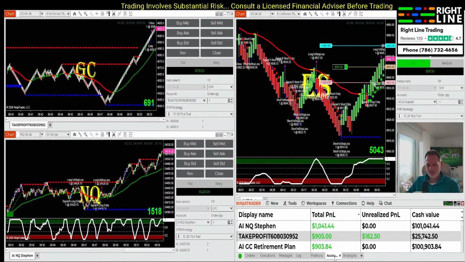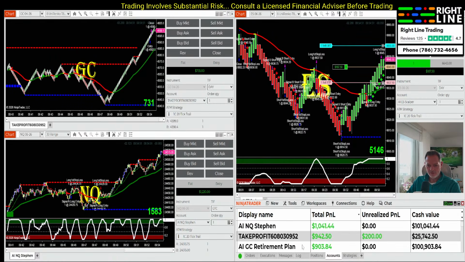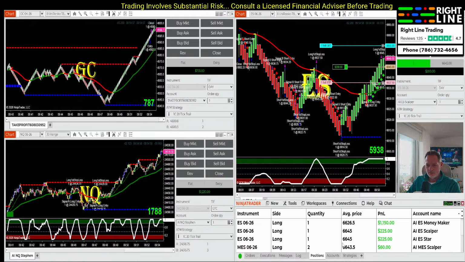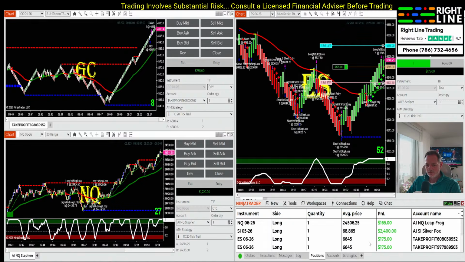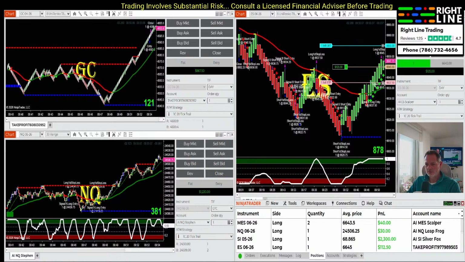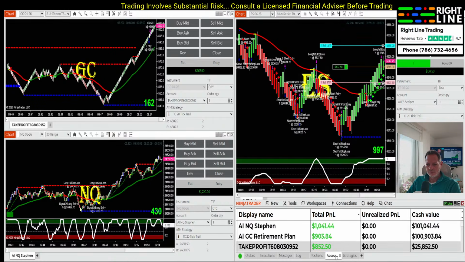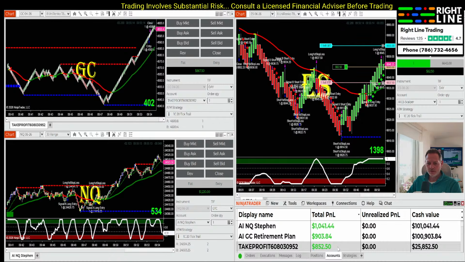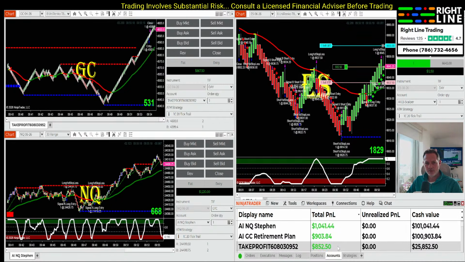What number is that? 952. Huh. Went $100 over my goal there on that one. I might try to throw a trade later if it's possible.